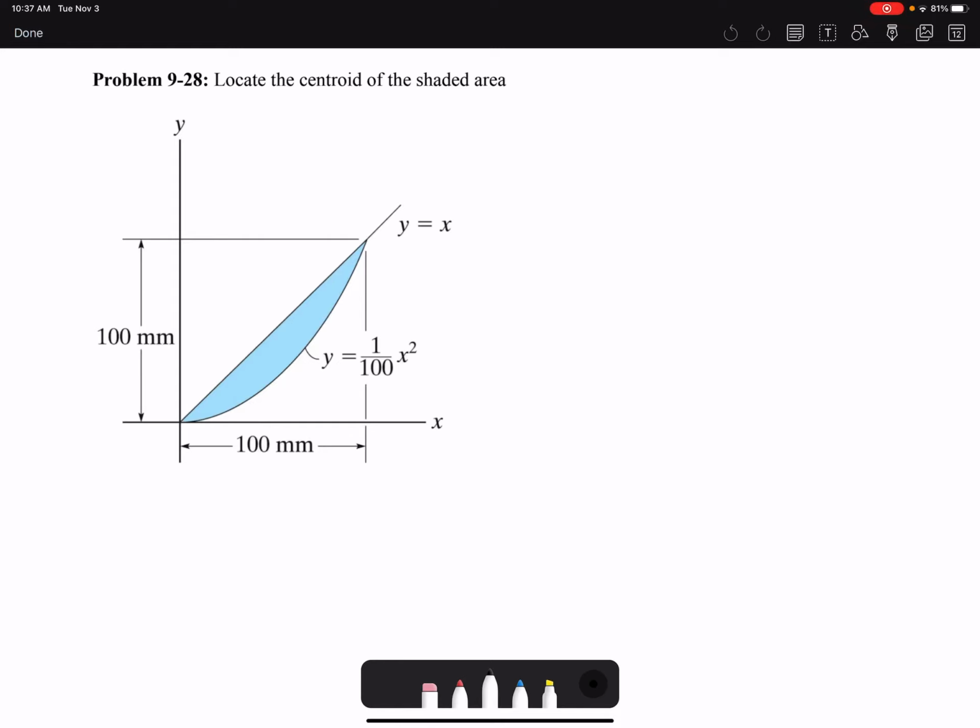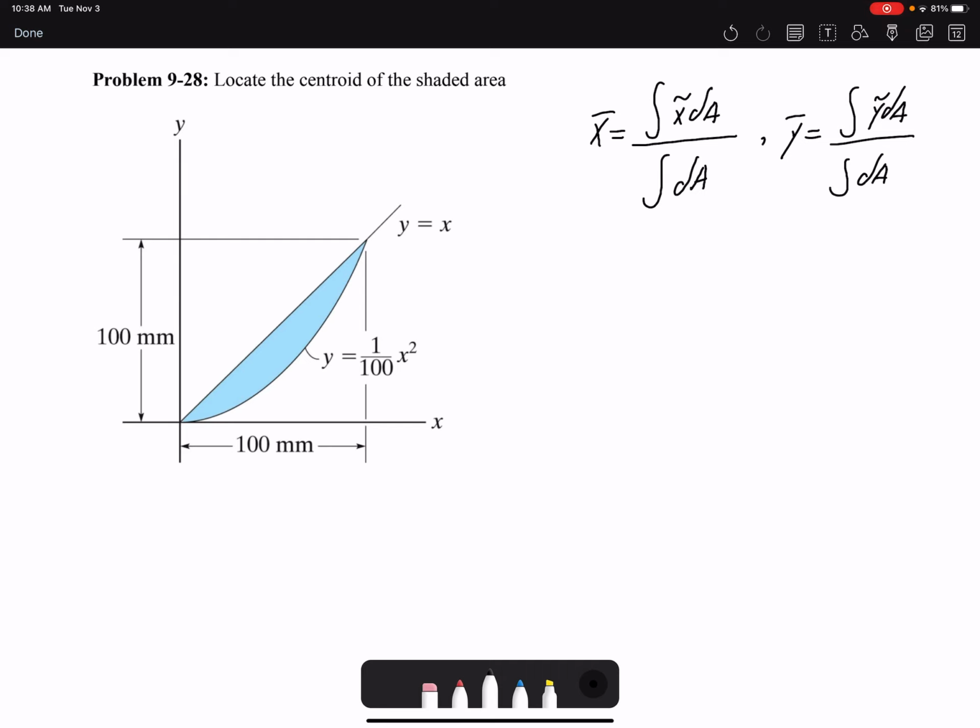Hello everyone, in this video we are going to solve problem 28 of chapter 9. Locate the centroid of the shaded area. So the centroid equation for an area is x bar equals integral of x tilde dA over integral of dA, and y bar is integral of y tilde dA over integral of dA. X tilde and y tilde are the centroid of our differential element.